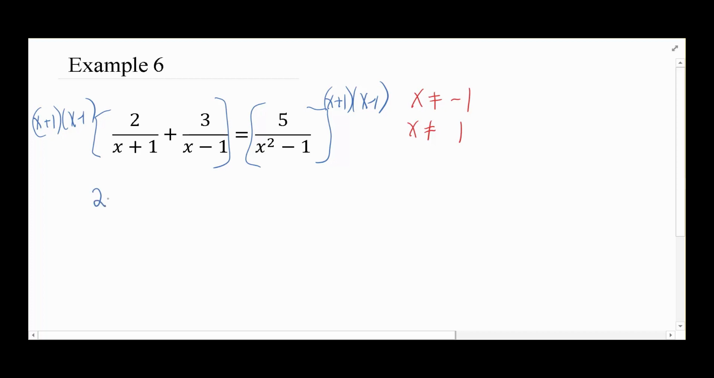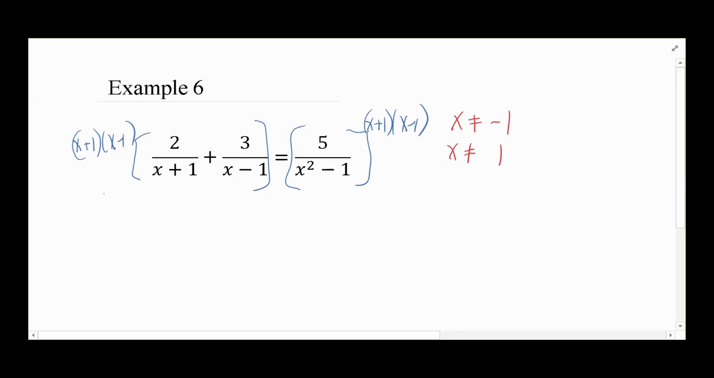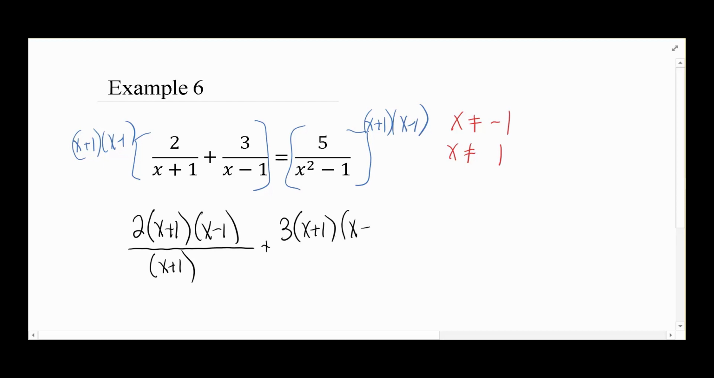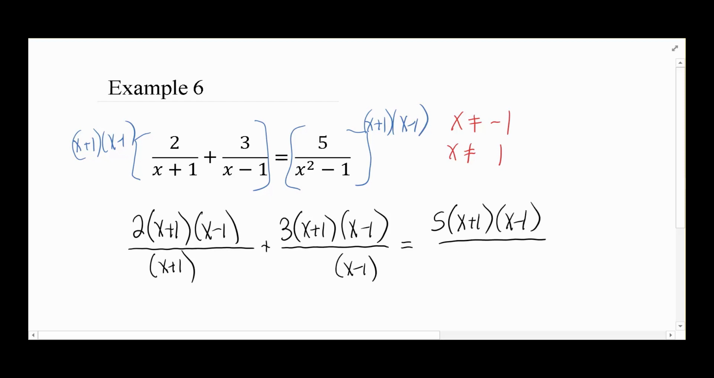So I'm going to have, oops, I'm going to switch back to black ink. I'm going to have 2 times x plus 1, x minus 1 over x plus 1. Then I'm going to have 3 times x plus 1, x minus 1 over x minus 1. And then equals 5 times x plus 1, x minus 1 over x plus 1, x minus 1.